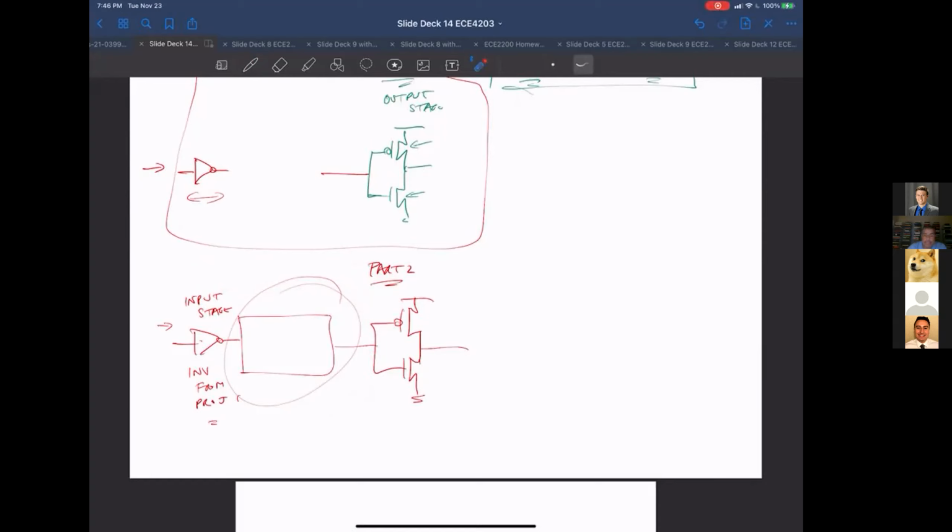So the output of the last stage should be 10 milliamps for this part? Yeah, remember that, I think I've specified how to simulate that.